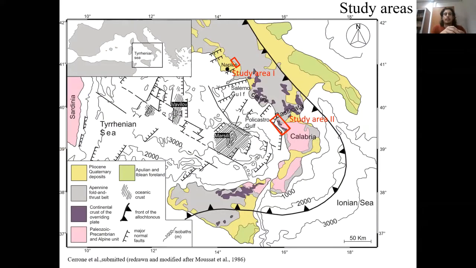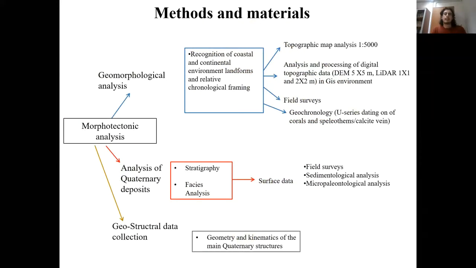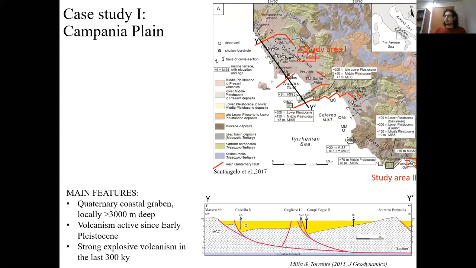To better define the long-term Quaternary vertical motion and the tectonics of the Tyrrhenian side of the southern Apennines, attention was devoted to two areas poorly constrained and with a still open debate. New outcrops have been identified and characterized in this study. The morphotectonic approach has been carried out by integrating morphostratigraphical study with new U-series dating. For the geomorphological part, detailed topographic and LiDAR maps have been used.